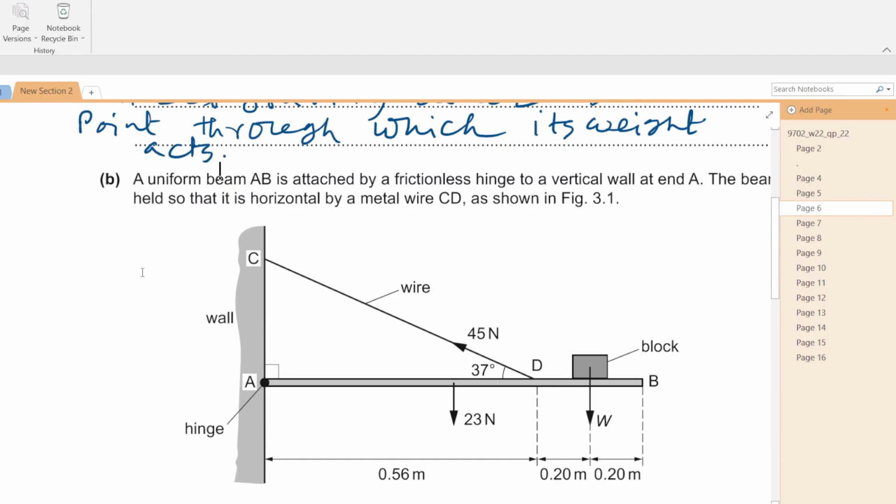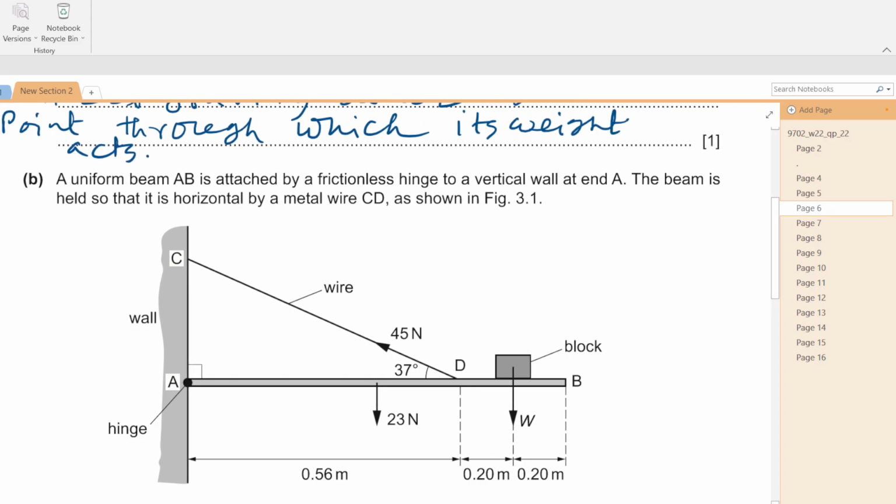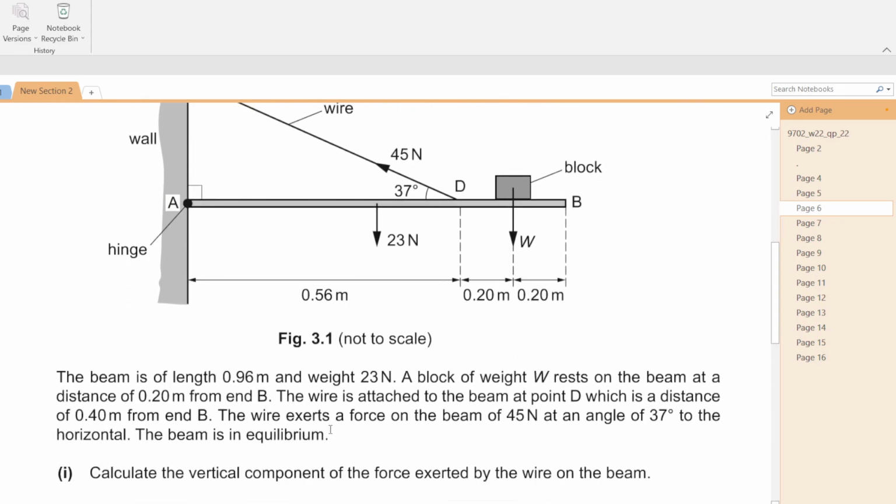And now at part B, uniform beam AB is attached by a frictionless hinge to a vertical wall at end A. The beam is held so that it is horizontal by a metal wire CD, as shown in figure 3.1. The length of the beam is 0.96 meter and weight is 23 Newton.